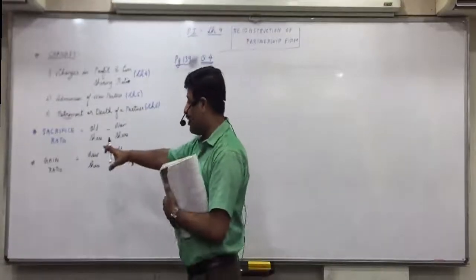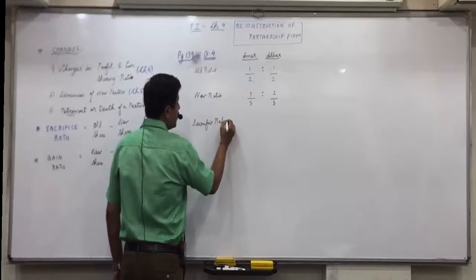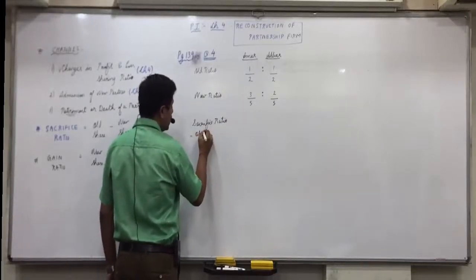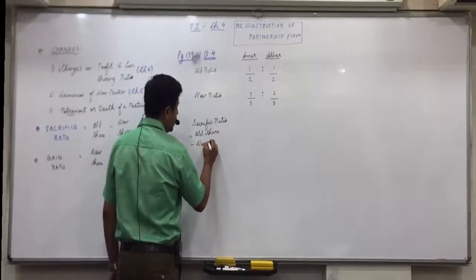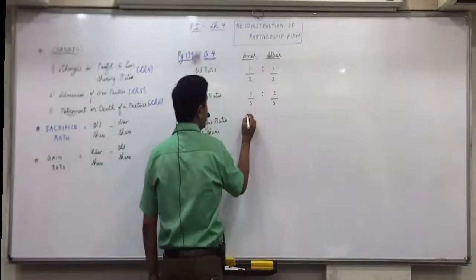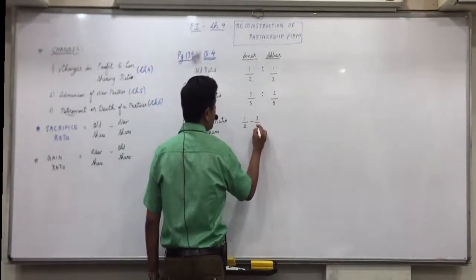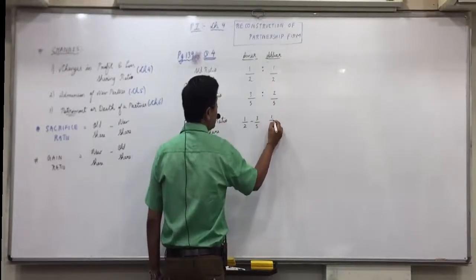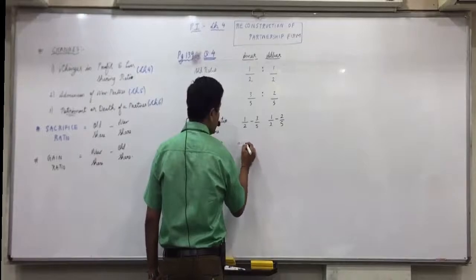Means you are asked to apply which ratio? Apply the formula of sacrifice ratio, which is old share minus new share. Now old share of Amar is 1/2 minus new share of Amar is 3/5. Old share of Akbar is 1/2 minus new share of Akbar is 2/5.